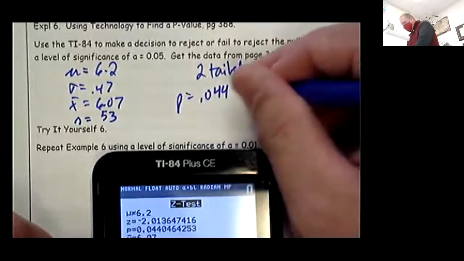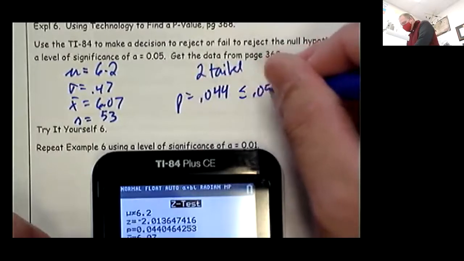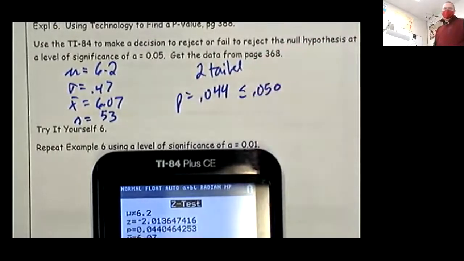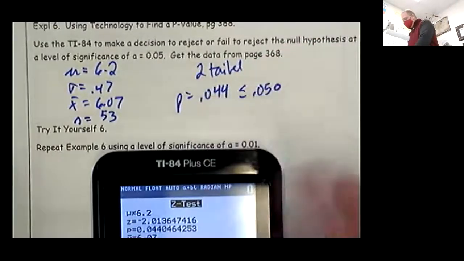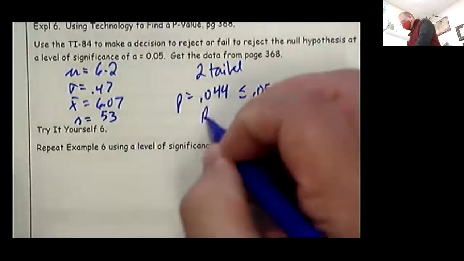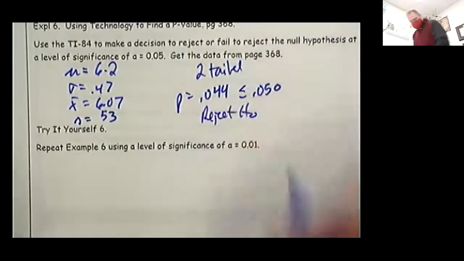We want to compare that to alpha. Is that less than or equal to 0.05? Again, we can add another 0 to make the numbers look the same. Is 44 smaller than 50? It sure is. We're going to reject the null hypothesis.